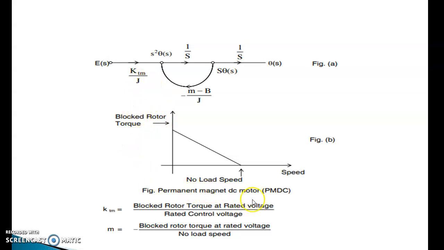So this is the diagram of the permanent magnet DC motor, PM DC motor, speed torque curve. This is the line for speed, this is the line for torque. This is the no load speed, and this one is the blocked rotor torque. Kt = blocked rotor torque divided by rated control voltage. m = blocked rotor torque divided by no load speed.